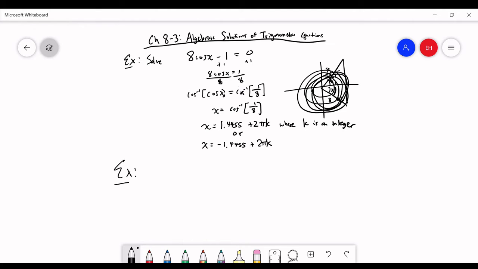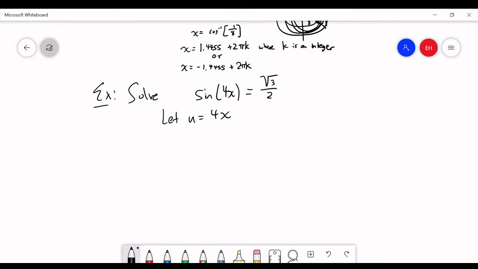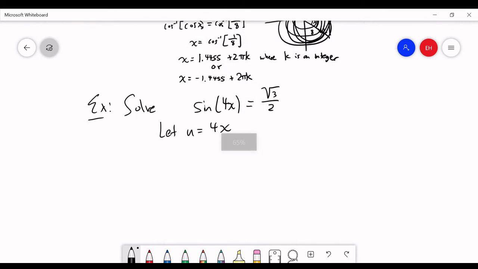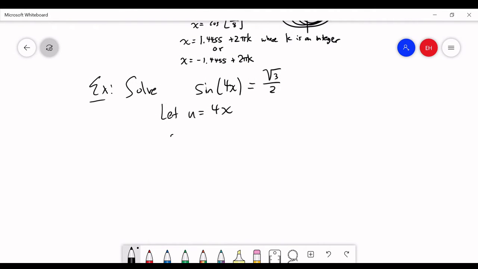Let's kick it up a notch. So now we have to solve sine of 4x equals root 3 over 2. The thing is, the inside, the 4x, I really want that to just be one letter. So I'm going to use a substitution to make it that way. I'll start off with u equal to 4x, and that's going to turn it into the simpler version: sine u equals root 3 over 2.